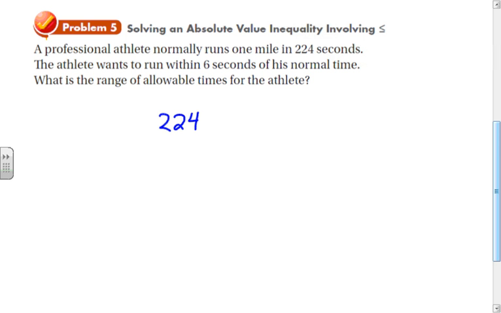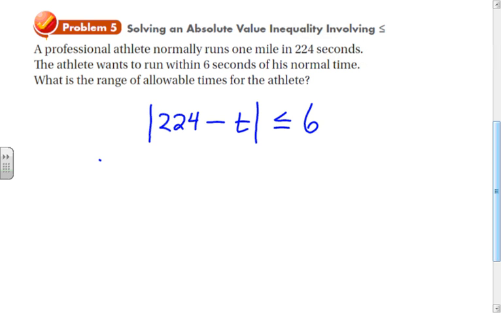Well, if he's up to 6 seconds less than the time, and we let t represent the time, then the difference is going to be a positive number. But if he's 6 seconds over that time, when we subtract this time from 224, we would actually have a negative number. To fix that, we're just going to use absolute values, because that will turn any negative difference into a positive number. And the difference he wants to be less than or equal to 6 seconds.